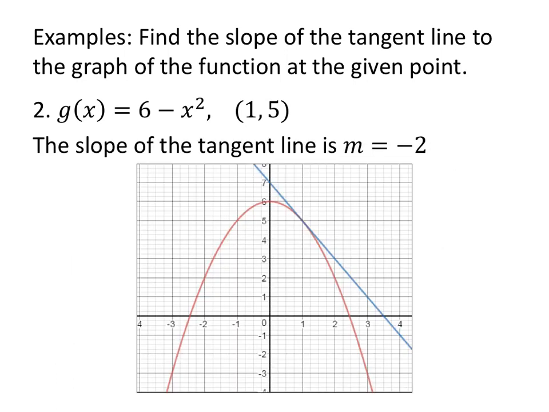Looking at a graph, the graph of g of x equals 6 minus x squared. At the point 1, 5, I drew the equation of the tangent line. The slope of this tangent line is -2, as we just found. You can check it from the graph. Slope is down 2 over 1, down 2 over 1, down 2 over 1, and I have exactly the right slope of the tangent line for this example.